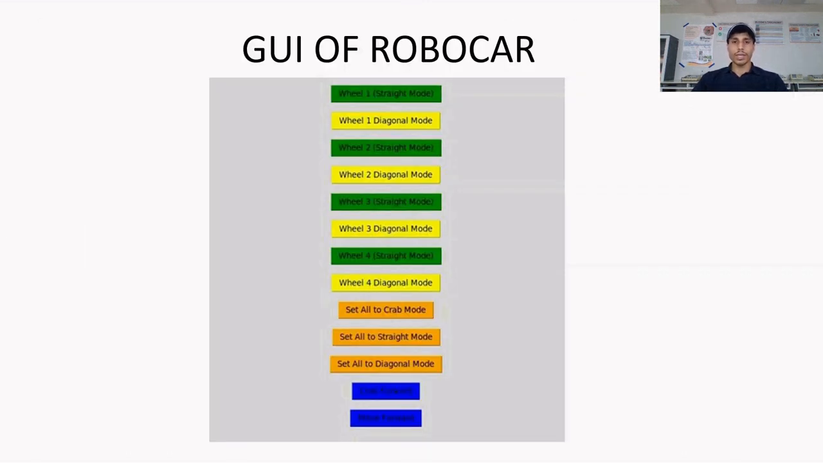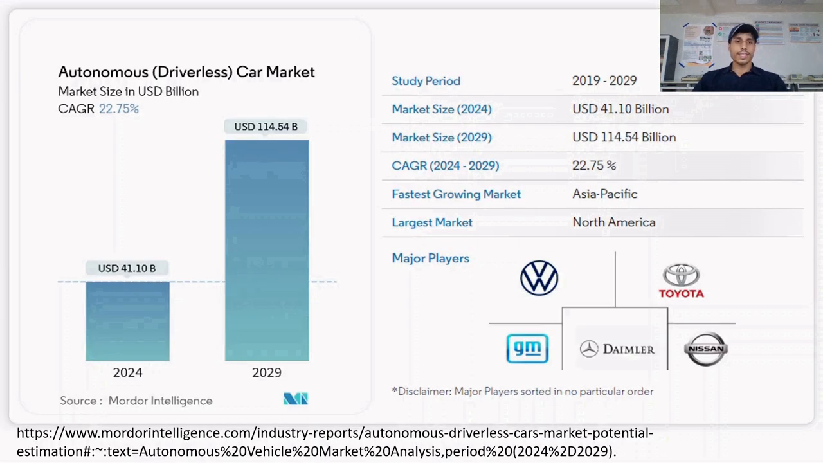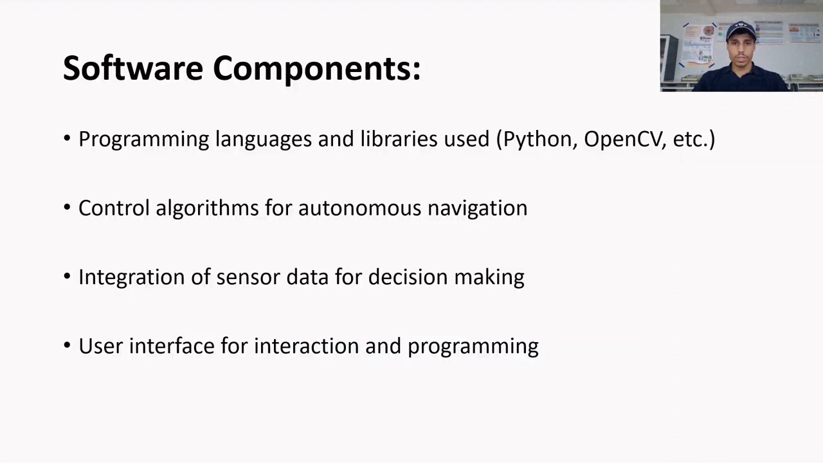So this is the GUI of our RoboCar. All the buttons are given to the user for interacting with all the functions that we have provided, such as crab mode, straight mode, and diagonal mode, and a user can easily interact with these buttons to independently control, test and optimize the functionality of the RoboCar. So this is the autonomous car projection.